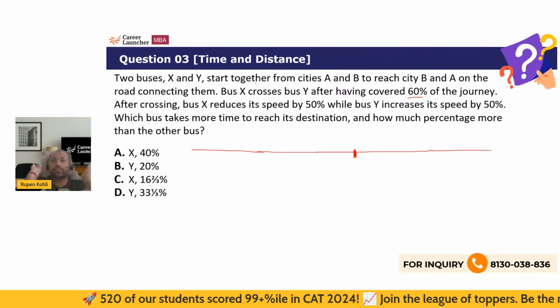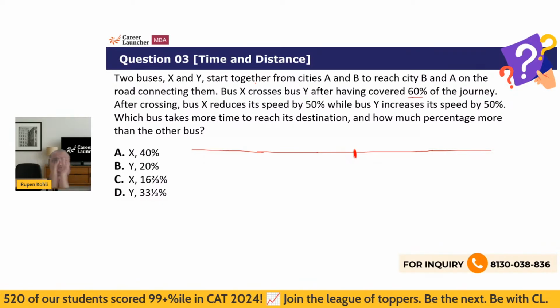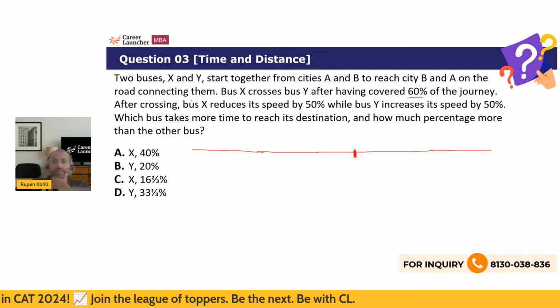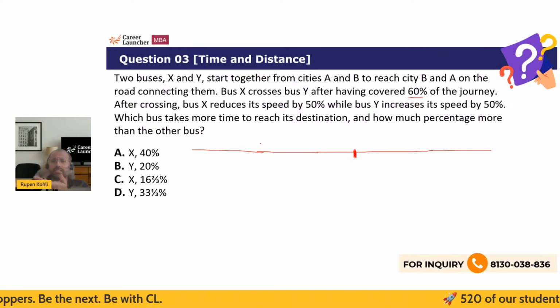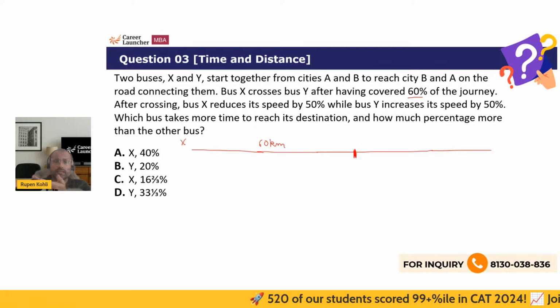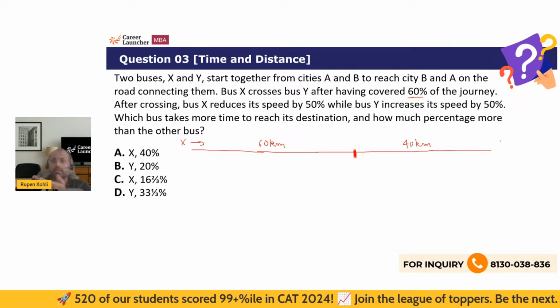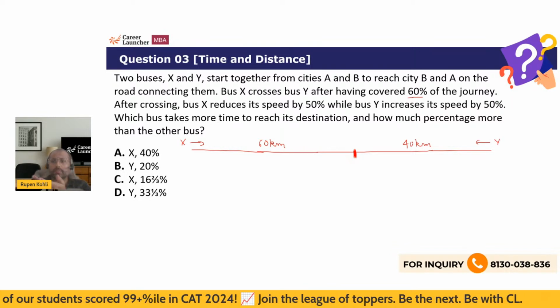So the ratio of their speeds is going to be the same as the ratio of the distance covered by them, right? So therefore, what we can do is assign the values. Let's say the total distance is 100 kilometers. Let's say this is 60 kilometers covered by bus X starting from here. And let's say this is the remaining 40 kilometers covered by bus Y starting from here.